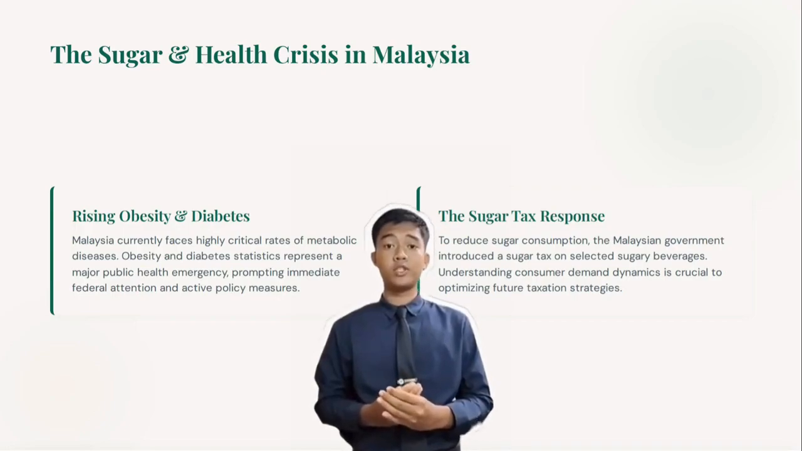First of all, Malaysia has one of the highest rates of obesity and diabetes in Southeast Asia. To address this issue, the government introduced a sugar tax on selected beverages. Therefore, it is important to understand how consumers react when the price of sugar drinks increases.